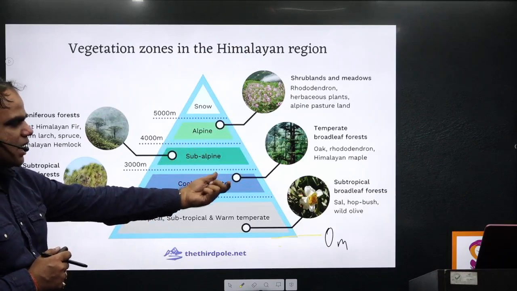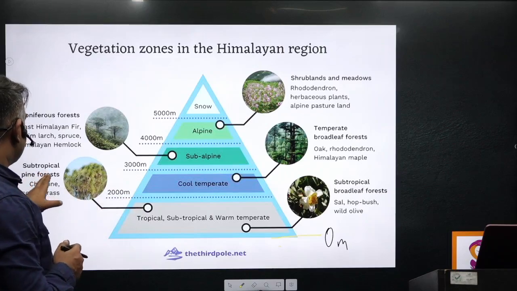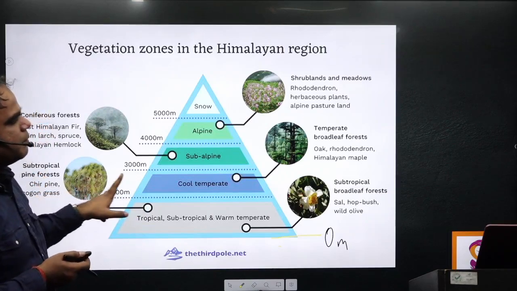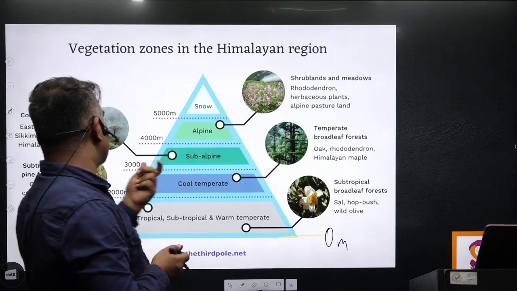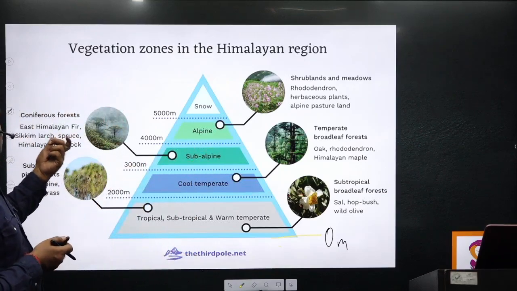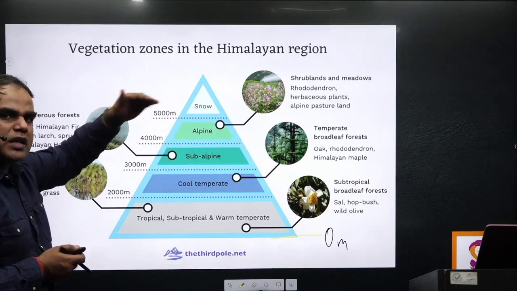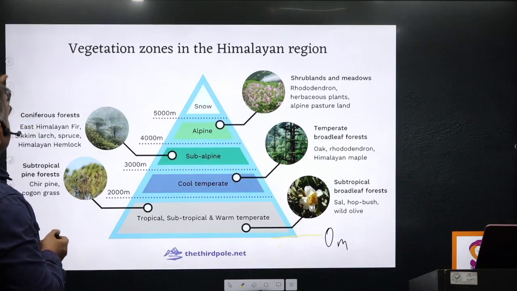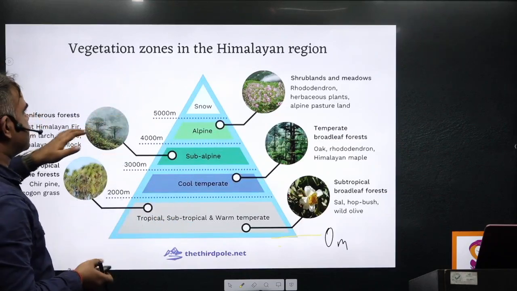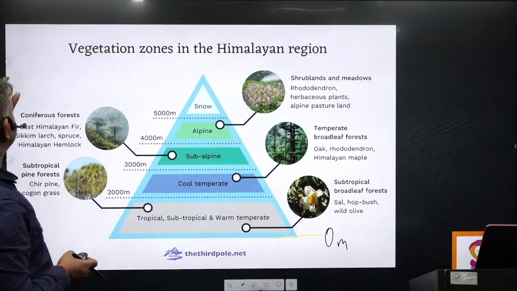Subtropical, for example, sal, Shorea robusta, you can say. Chir pine, Pinus roxburghii, you can tell. Rhododendron species or oak species you can mention. Fir, spruce, any of the examples you can take up. Rhododendrons in the meadows or the higher reaches. So this is how you will also cover up some space. This is the first part, second part.